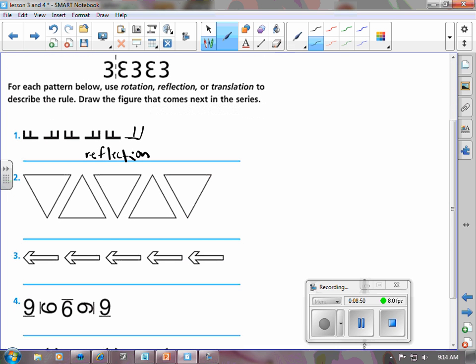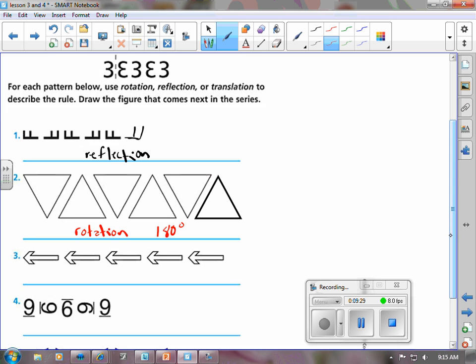Okay, the next one is a rotation because, right, the point is down, then the point is up. So the point starts down and it rotates up. The point comes back down, the point rotates up, the point rotates down. So my next shape would be one that has the point going up. Okay, and it is a rotation. And it's specifically a rotation of 180 degrees. Because remember, there are 360 degrees in a circle. This hasn't gone all the way around. 90 degrees, it would be pointing left or right.